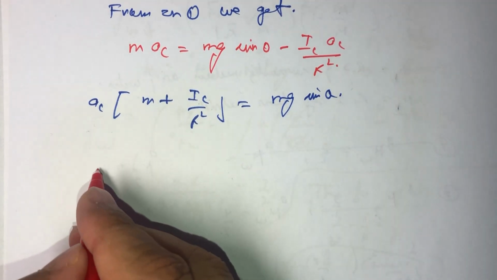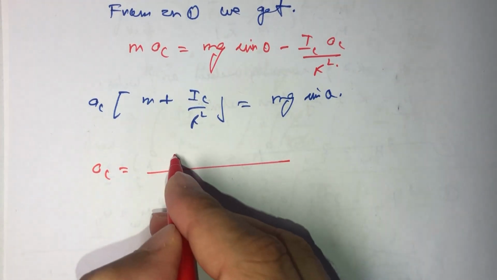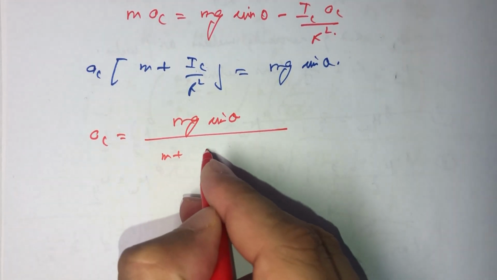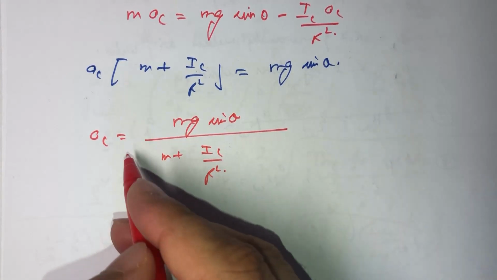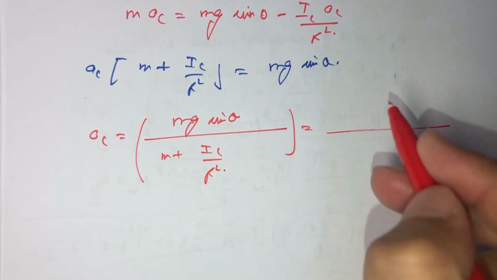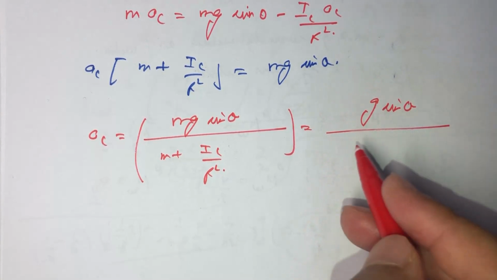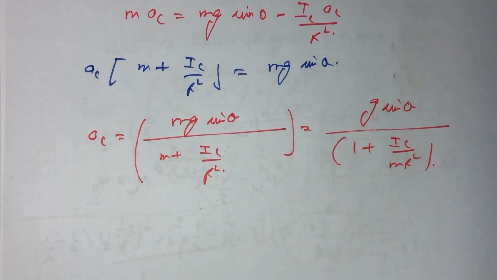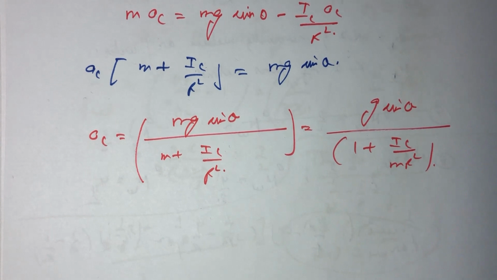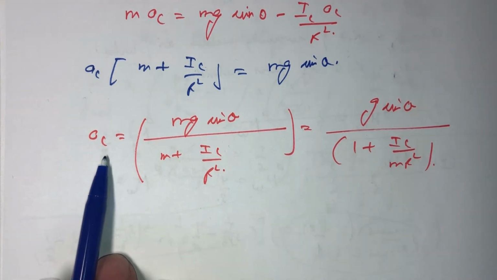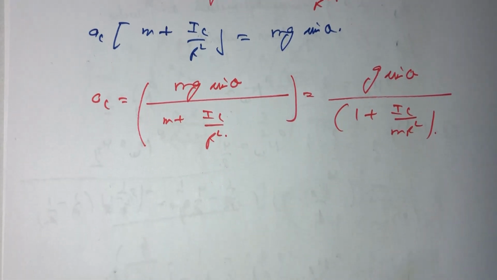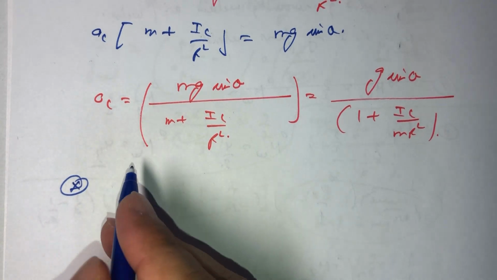And from here we can say our AC will be equal to mg sine of theta divided by m plus Ic upon r square, which can also be written as g sine of theta divided by 1 plus Ic upon mr square. Now this is a general formula which is applicable for the disk as well as the ring. Only difference will be the moment of inertia, that is Ic. So let us first of all write it for ring.